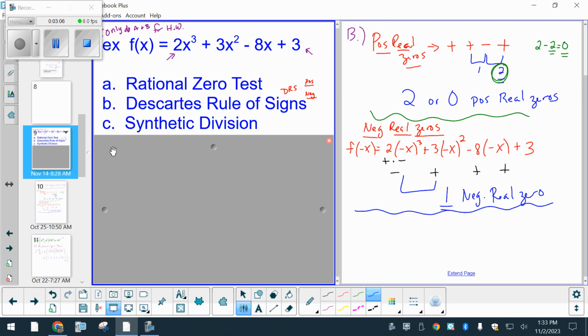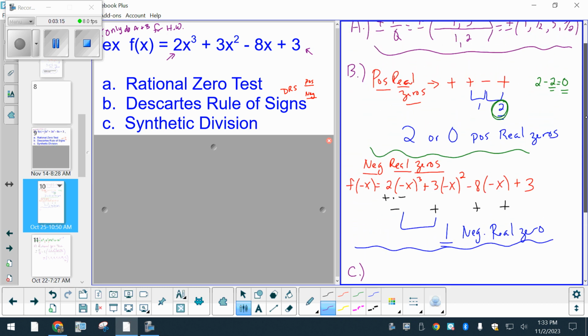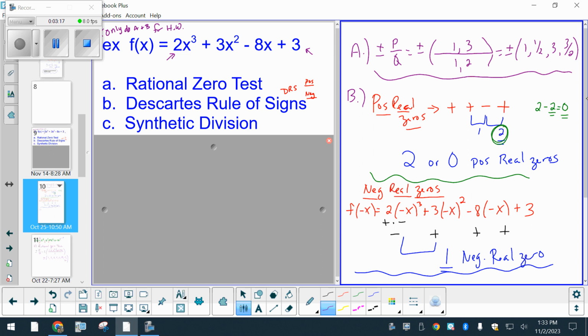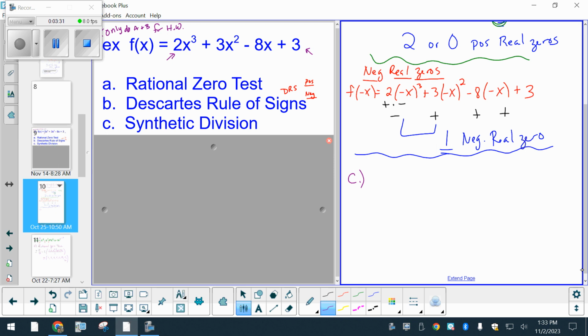So we're going to start with synthetic division. And this can be frustrating, okay? But what you're going to do is pick one of the numbers from your rational zero test. So you come up here and pick one of those numbers. I stay away from the fractions. I would pick like 1 or 3. So let's say I start with 3. Okay, I want to show you what happens, right? So you're going to do a synthetic division with 3.